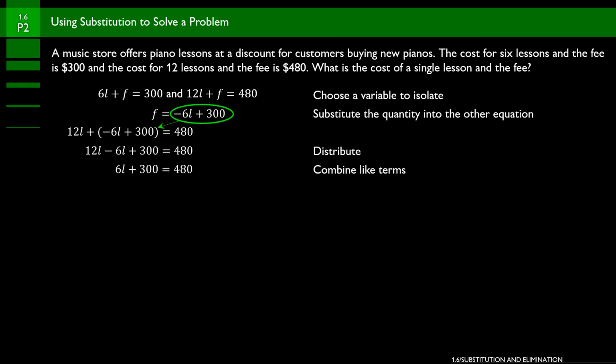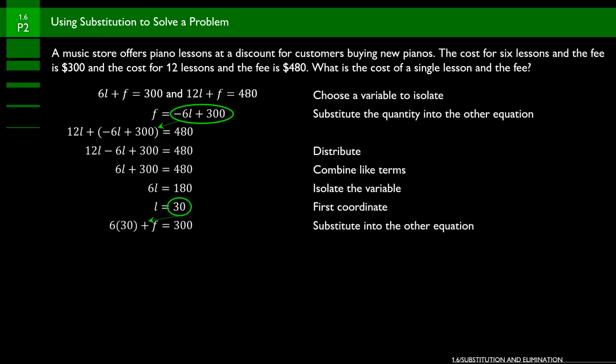Subtract 300 from both sides, so 6L equals 180. Divide out the 6, and you get L equals 30. So we know that a lesson costs $30. We're now going to take that $30 and we're going to plug it back into the first equation, because remember, again, you've got to go back and forth between them.